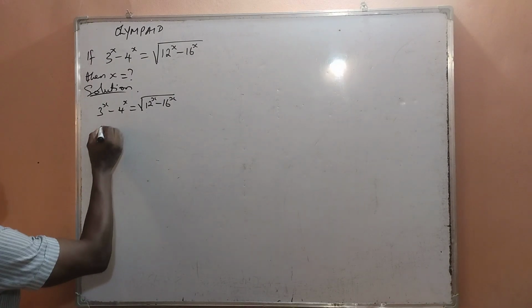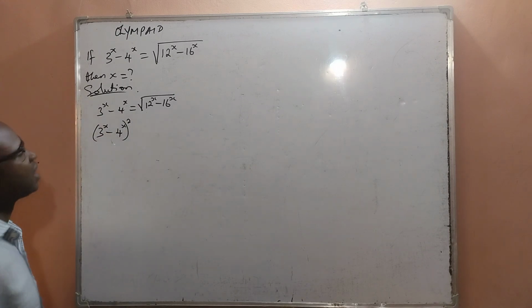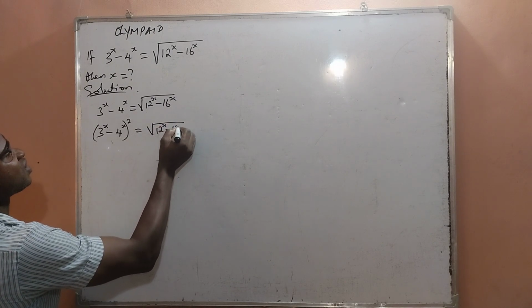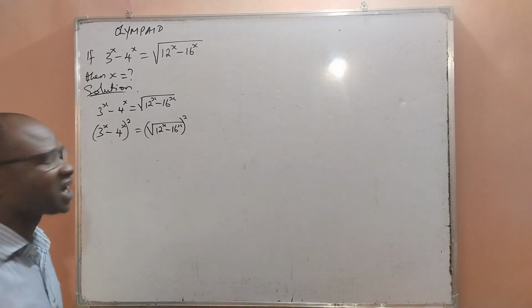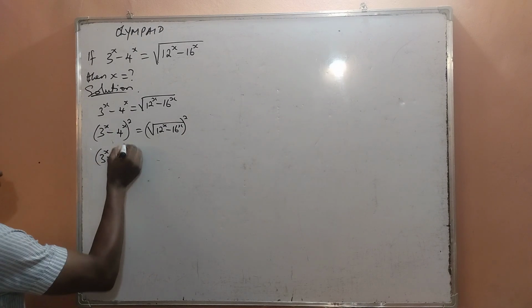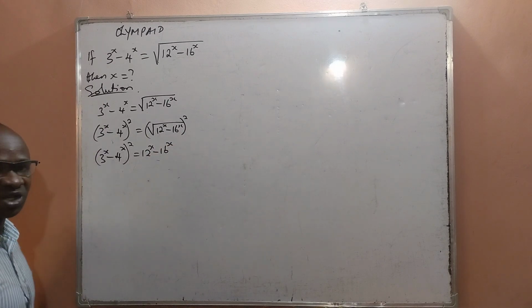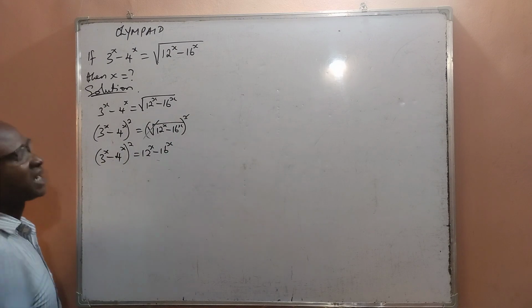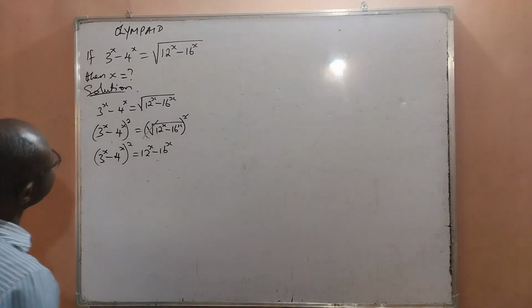And that means I have 3 to the power of x minus 4 to the power of x, raised to the power 2. And when I square the right hand side, which is 12 to the power of x minus 16 to the power of x, all squared. Now, I have taken the square of both sides, and what I will have left is 3 to the power of x minus 4 to the power of x all to the power of 2 equal to 12 to the power of x minus 16 to the power of x. Therefore, the square has cancelled out the square root, because square root is the same thing as raised to the power 1 over 2.